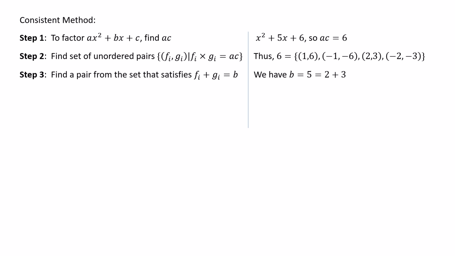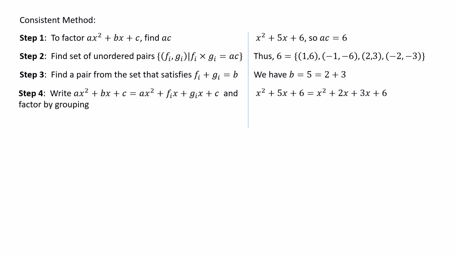Okay. In fact, up until this point, this is not very different from what you probably learned. But here is where we are going to do something slightly different. We are not going to just write down the answer as x plus 2 times x plus 3. Instead, we are going to split that 5x as 2x plus 3x. See, you have x squared plus 5x plus 6. Write that as x squared plus 2x plus 3x plus 6. And then you factor by grouping.